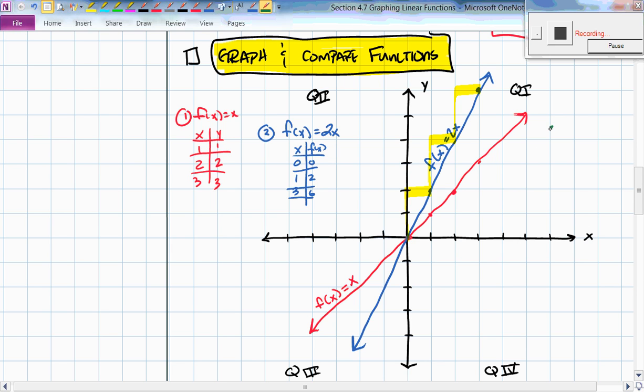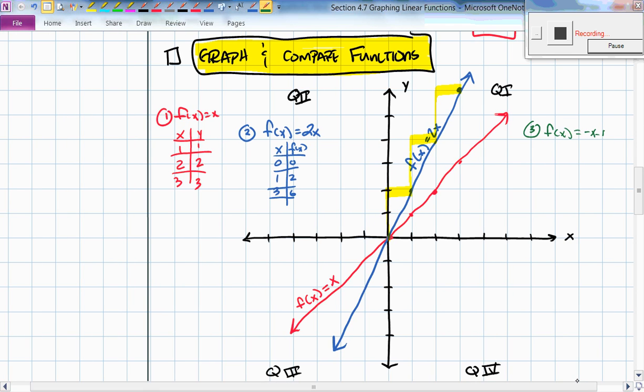Okay, last one that we're going to graph together is going to be this one over here, number 3. And it's going to be f of x equals negative x minus 1. This is the last one we're going to graph together. So here's x, and here's an f of x, and we'll make a few points here. If I plug in 0, what is f of 0 for this function, negative x minus 1? What is it? Negative 1, good.